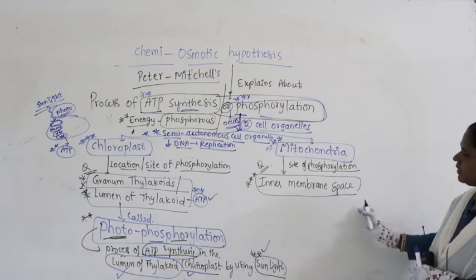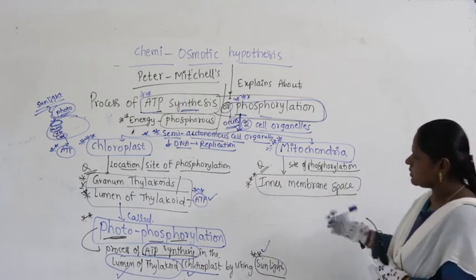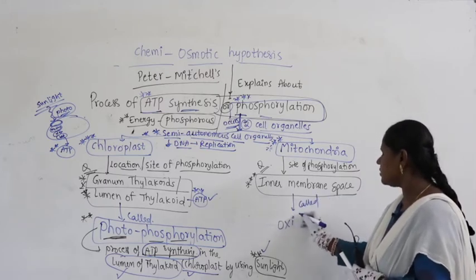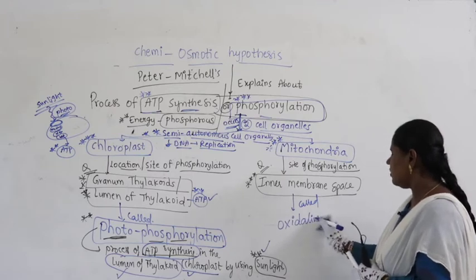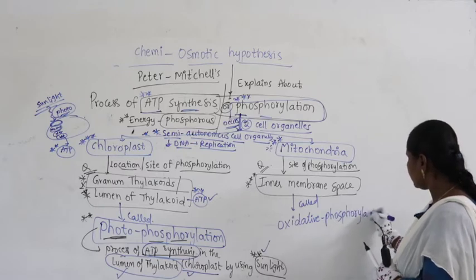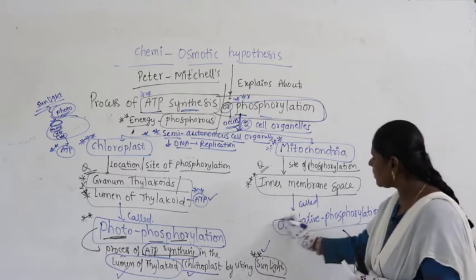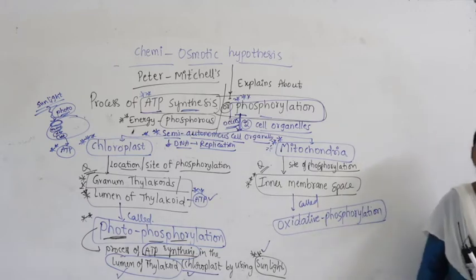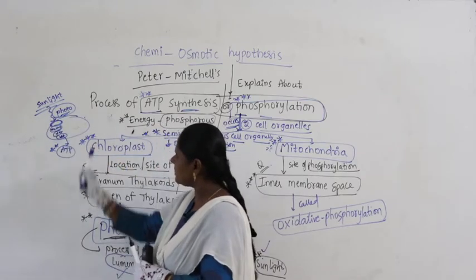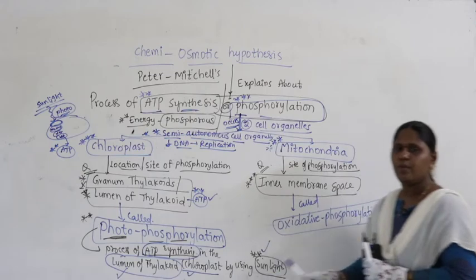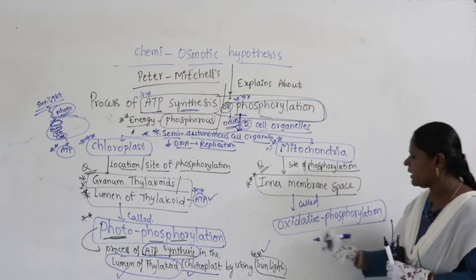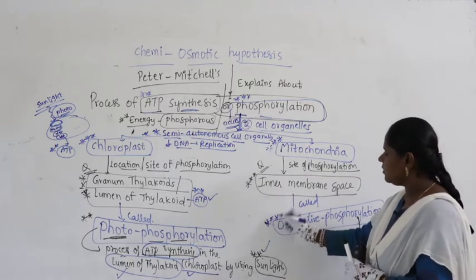Right. Now if you take inner membrane space here, this process is called oxidative phosphorylation. Why? Here in the chloroplast it is called photo because light is needed for the synthesis of ATP, that is why it is called photophosphorylation. Then why do we call ATP synthesis in mitochondria oxidative phosphorylation? Here it is because of the food.